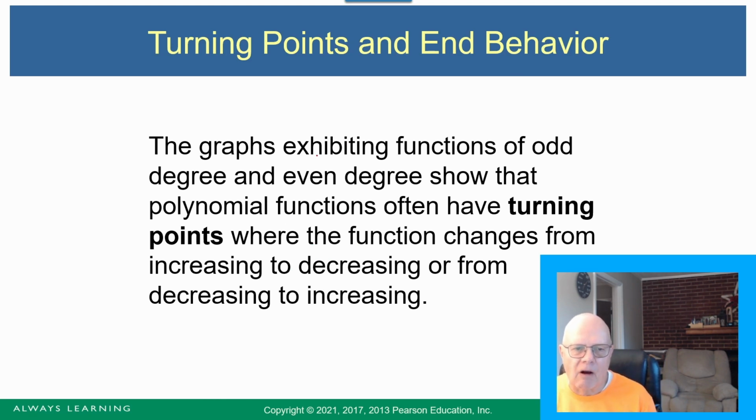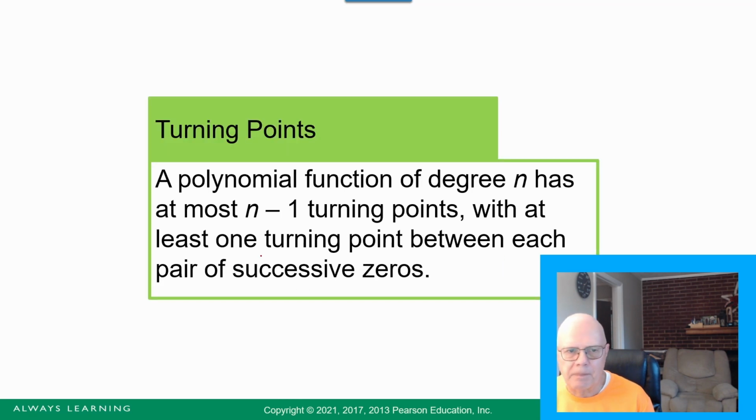In odd degree and even degree, you can see that the polynomial functions have turning points where it changes from increasing to decreasing, or decreasing to increasing. Turning points. If you've got a polynomial of degree n, at most it'll have n minus 1 turning points. So if it's degree 5, for example, it might have at most 4 turning points.